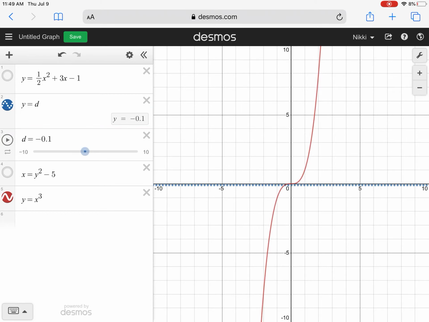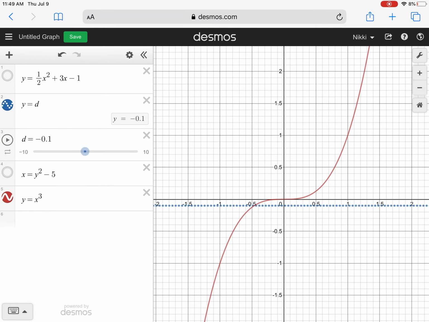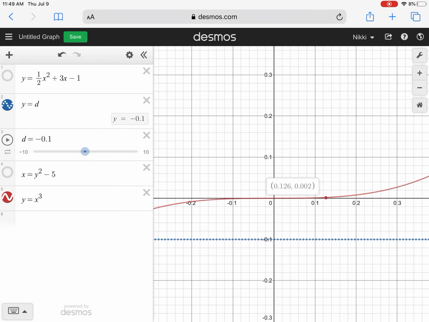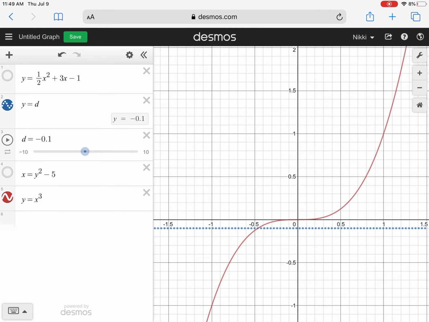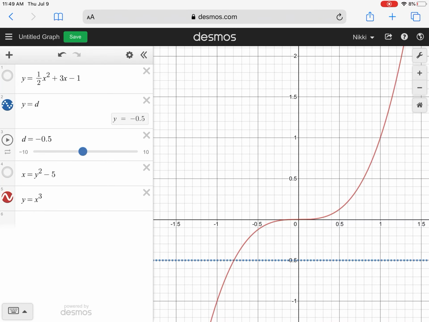I realize that it does look close, but if you zoom in very, very close, then you'll notice that that line does touch that only once. And I also know that from calculus. So this graph is a one-to-one function. It passes the vertical line test and the horizontal line test.